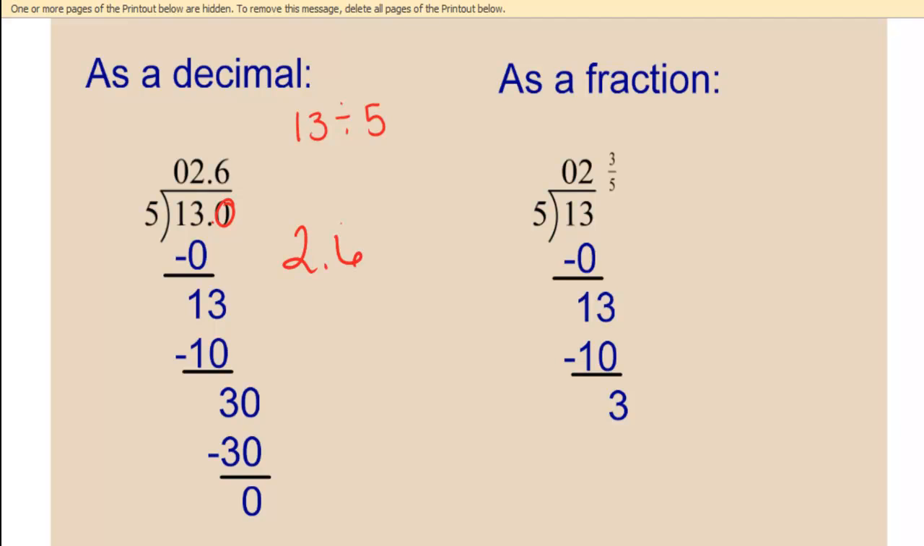Now as a fraction, when I work with the fraction, I have the same steps, but I'm going to end up with this remainder of 3.